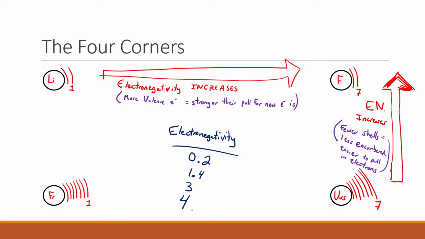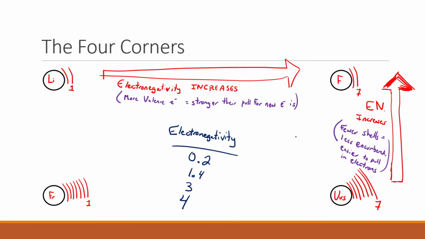Good, good, good, good. So let's take a look at this. All right, I'm seeing correct answers pop up here in the chat. Right. We've got 2 low values and 2 high values. 2 of these elements want to gain electrons and 2 of them want to lose electrons.